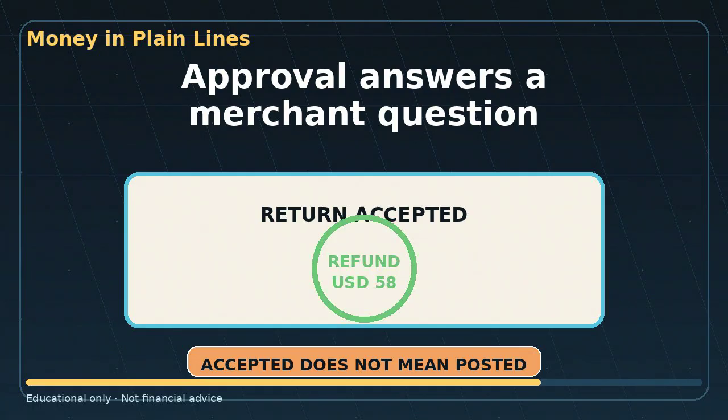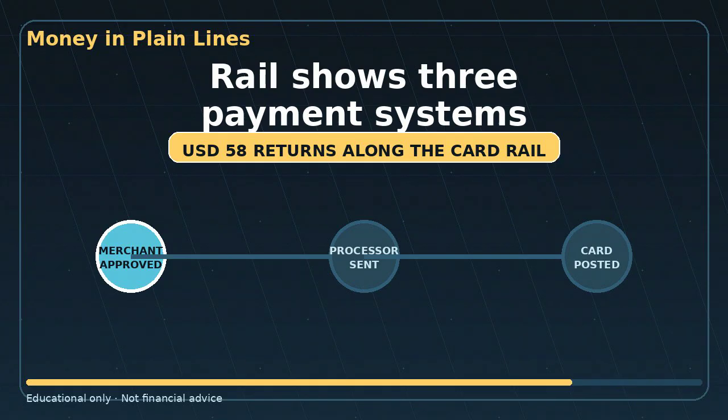Only the card ledger supports the exact balance arithmetic shown here. Before is $240, posted refund is minus $58, and after is $182, so the visual does not attach the subtraction to an earlier scan, email, or approval message.